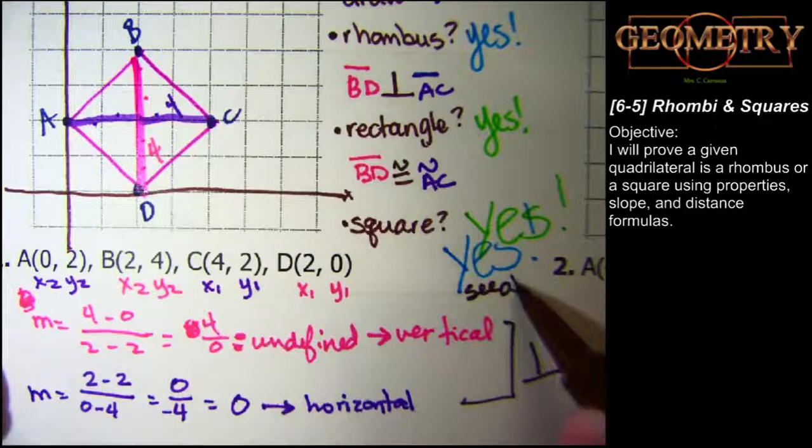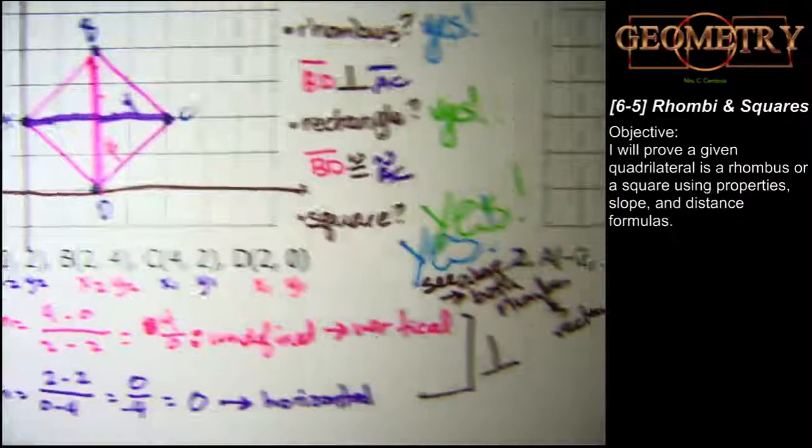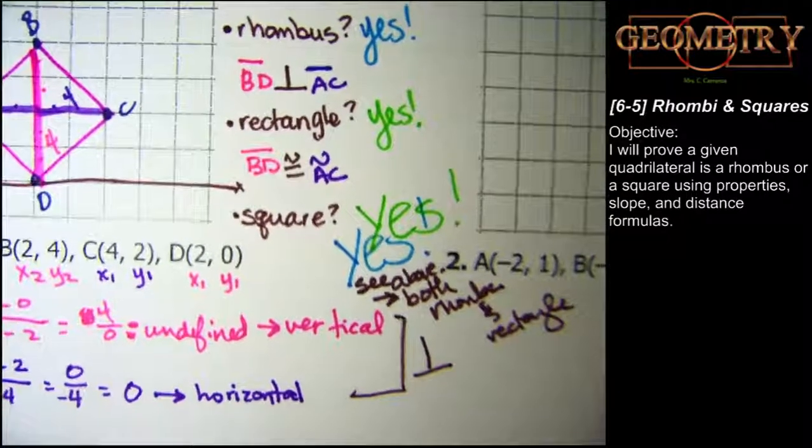See above, or both rhombus and rectangle. Whatever you want to say here to make it clear that you're recognizing the fact that a square is both a rhombus and a rectangle. We're good. Cool? Yep. All right.